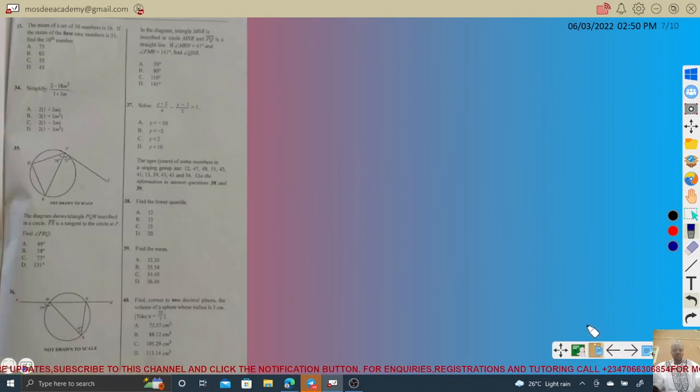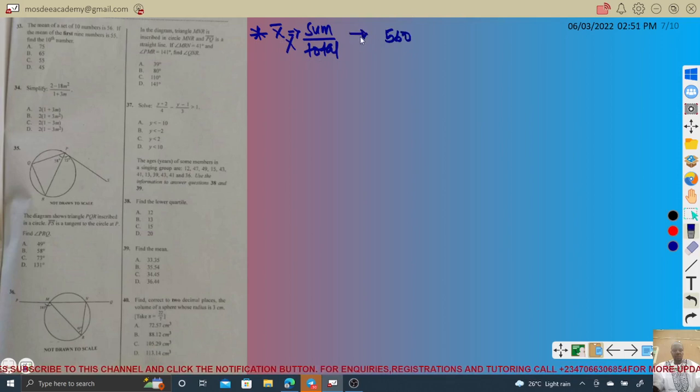The next one, question 33, says the mean of a set of 10 numbers is 56. Please note, the mean of numbers is the sum of numbers, which you call summation, over the total number. The mean of 10 numbers is 56. So if I want the total sum, I just cross multiply the mean by the total. 56 times 10 is the sum. That's 560 is the sum for the first statement.